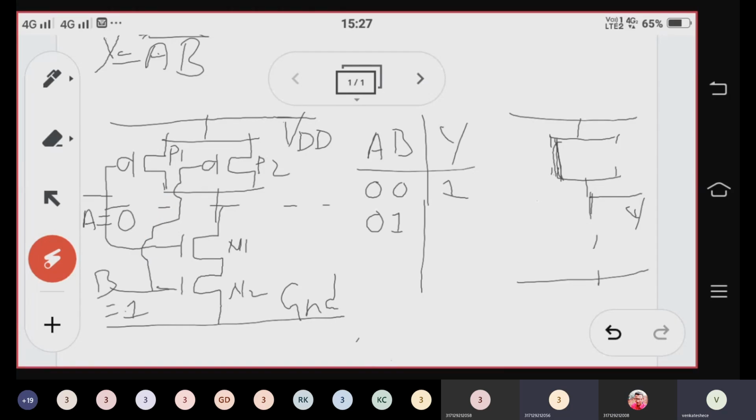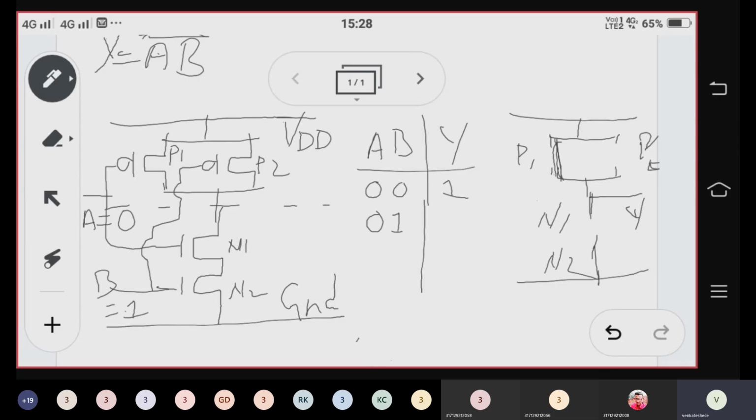Again, A equal to 0 is given to N1, so N1 is in off condition. B equal to 1 is given to N2, so N2 is in on condition. So P1 is on, P2 is off, N1 is off, and N2 is on.